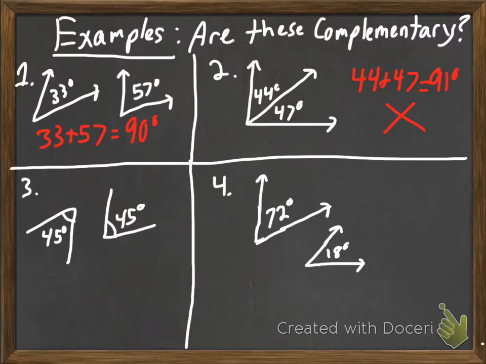45 plus 45 is 90. And 72 plus 18 is also 90. So it looks like 1, 3, and 4 are complementary. We're going to call them a complementary pair. Each one of these is a pair of complementary angles. Pair meaning two.